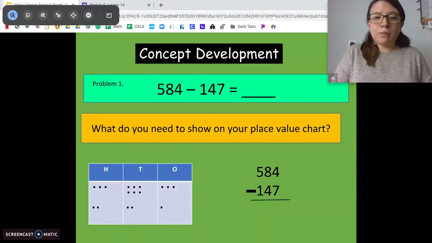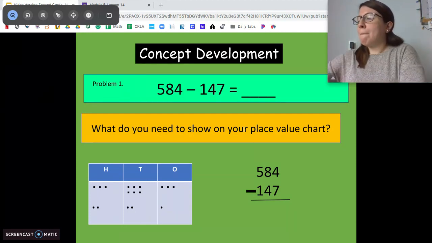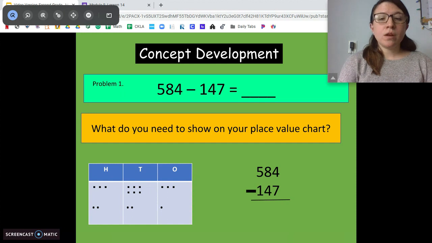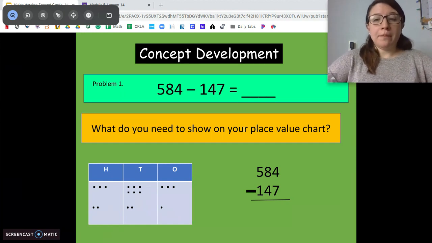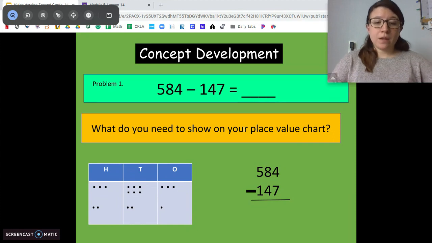concept development. So make sure you have your paper and your pencil out for this one. So we're going to go through this together so that I can show you how to check your work and add back in. And then I'm going to have you try it on your own. So our first problem is 584 minus 147.